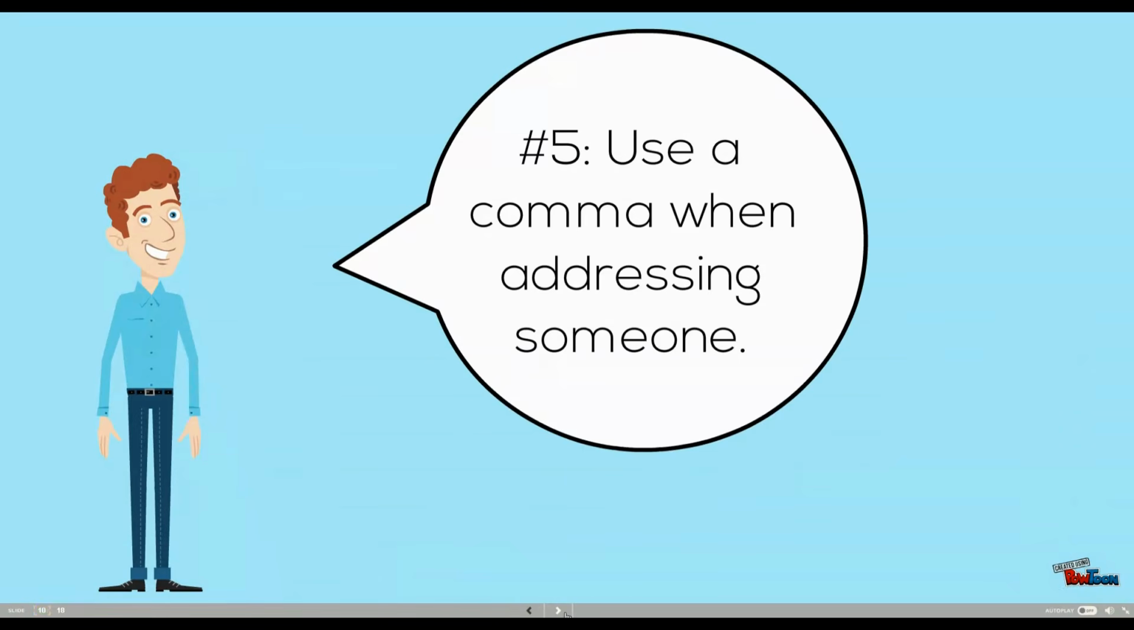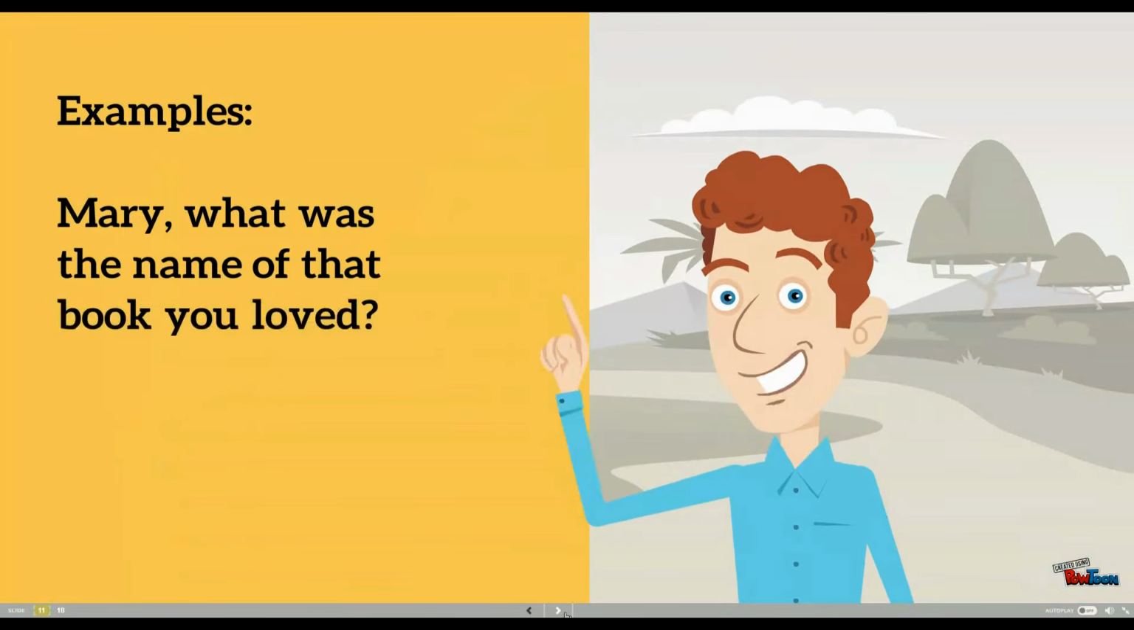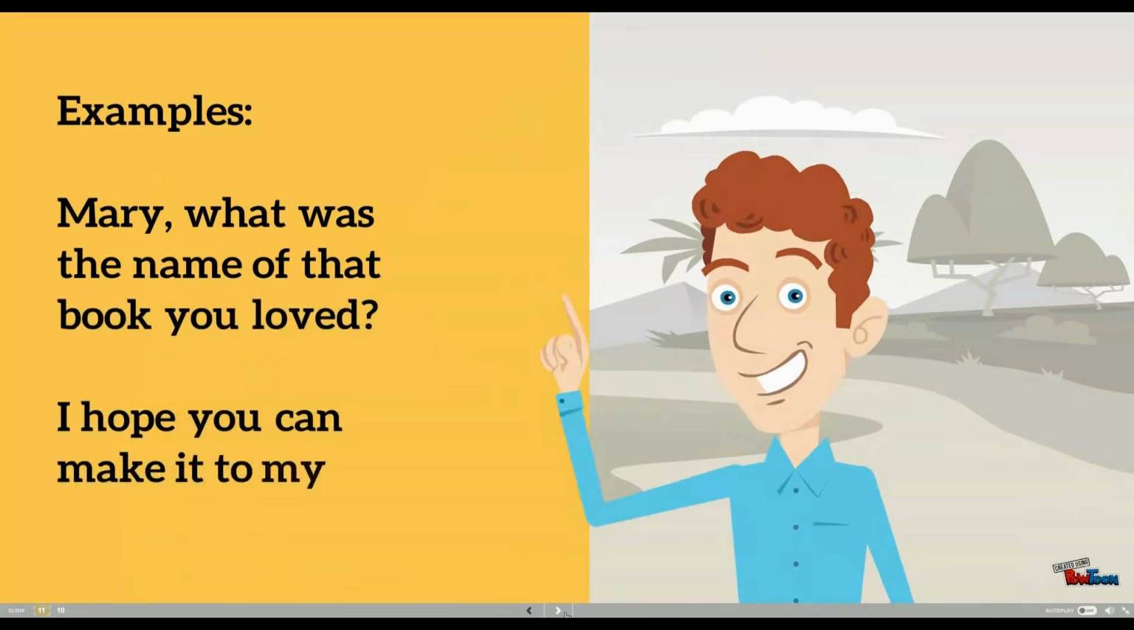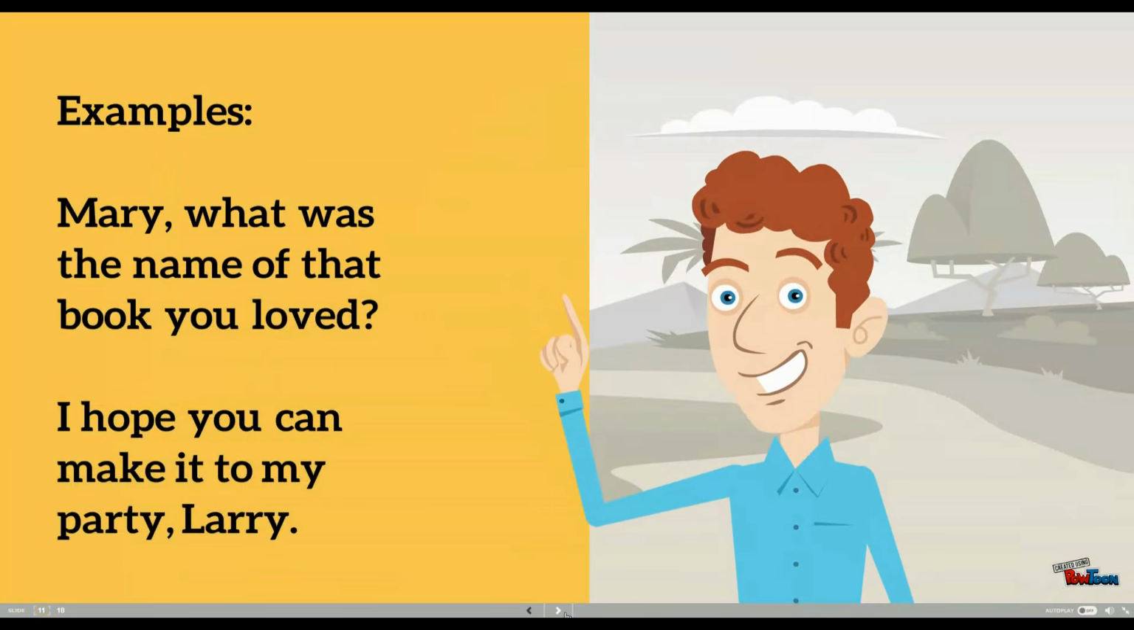Number 5, use a comma when addressing someone. Let me show you what I mean there. Mary, what was the name of that book you loved? I hope you can make it to my party, Larry. So we can see that in the first sentence we are talking to Mary, so we separate her name with a comma. And in the second sentence we are talking to Larry. So again, we separate it from the rest of the sentence.